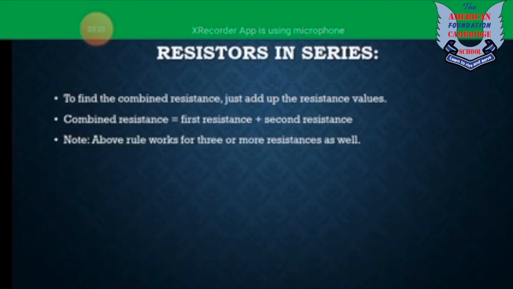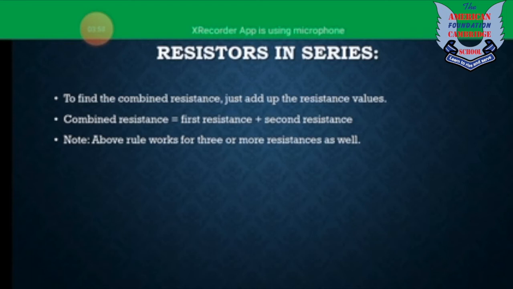Resistors in series. To find the total value of the resistance in the whole circuit for the series, we just need to add the values. That combined resistance equals first resistance plus second resistance. And the above rule works for three or more resistances as well.